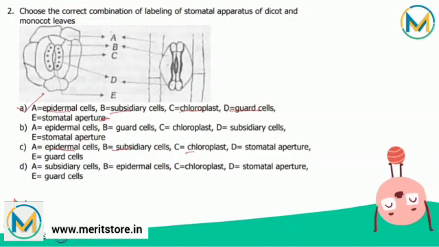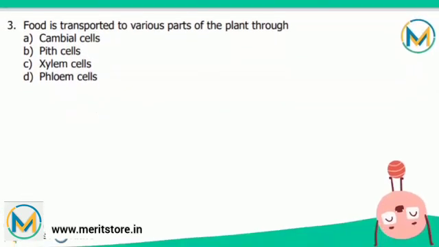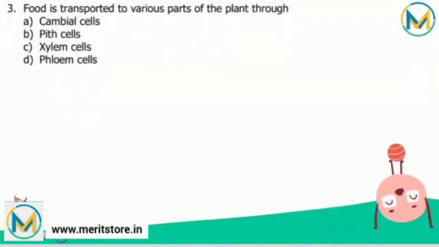Looking towards the next question: food is transported to various parts of the plant through cambial cells, pith cells, xylem cells or phloem cells. So the food is transported through phloem cells. So this is very common and thus the correct answer for this question is option D.